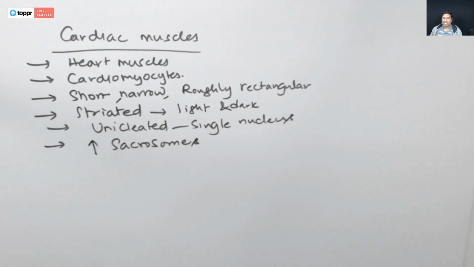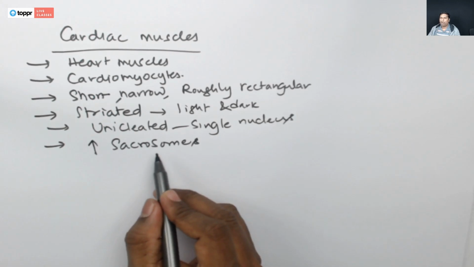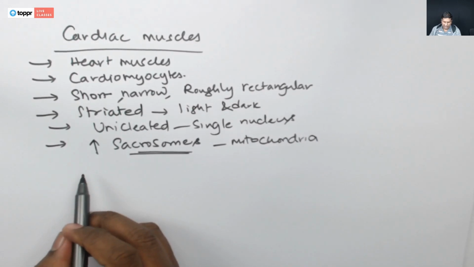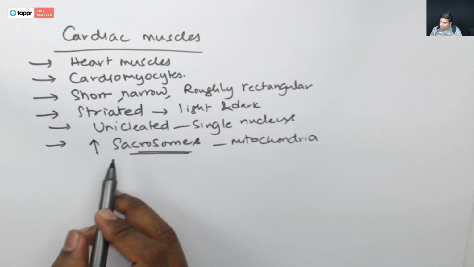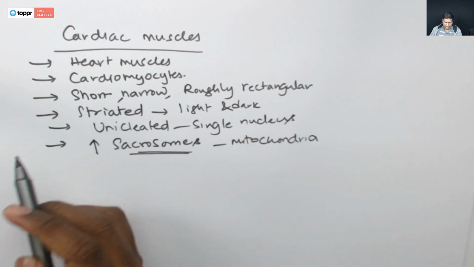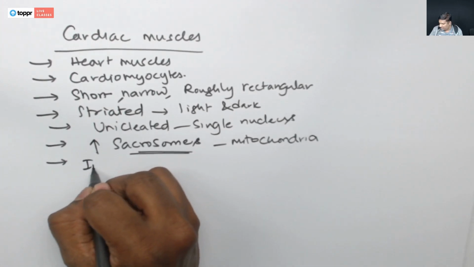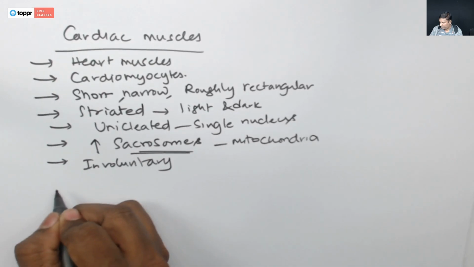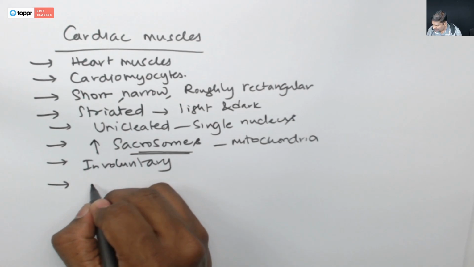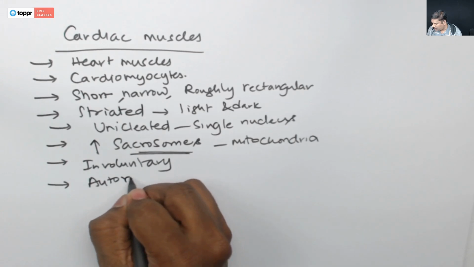As we all know, your heart is going through constant contractions and relaxations, and that requires a lot of energy. And like I said, wherever you need energy, you will see more sarcosomes, which are mitochondria. So a very high number of sarcosomes can be found in cardiac muscles when compared to both skeletal muscles and smooth muscles. And like the smooth muscles, these are involuntary.